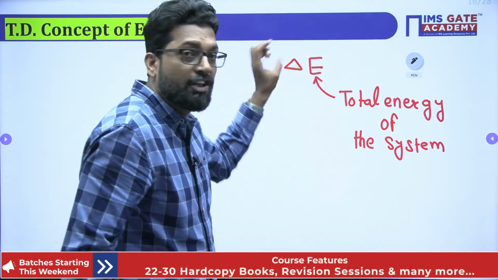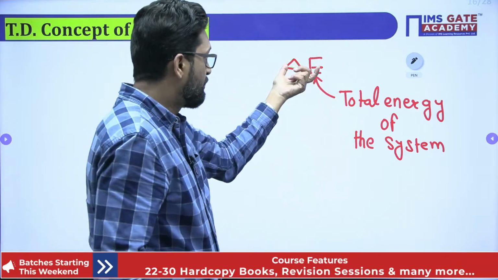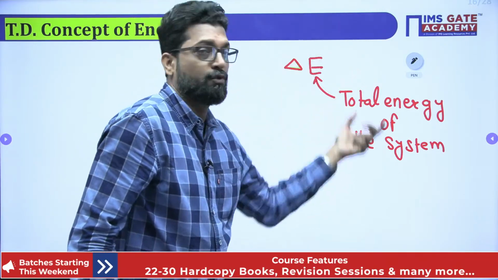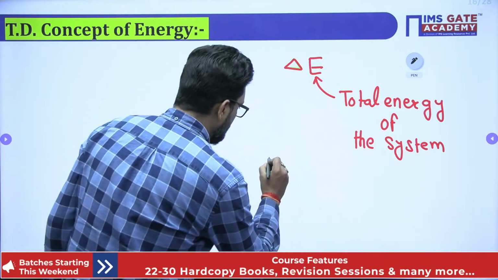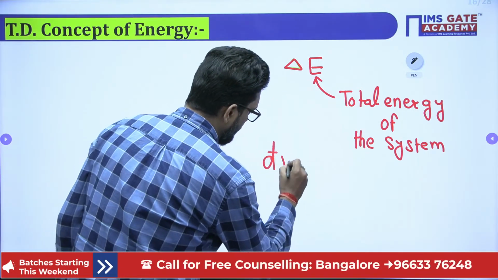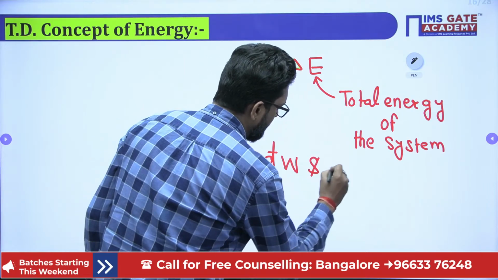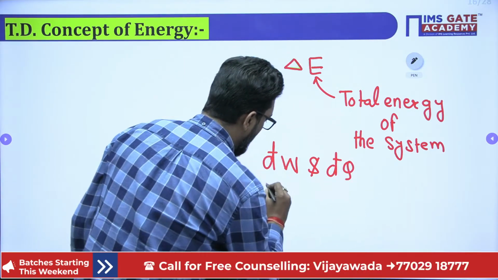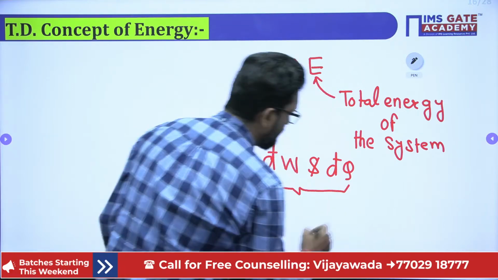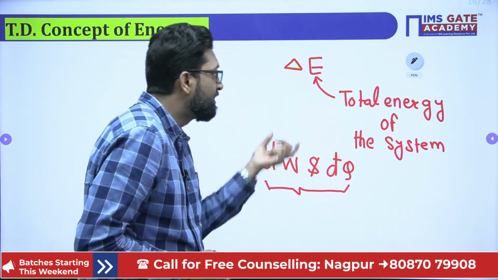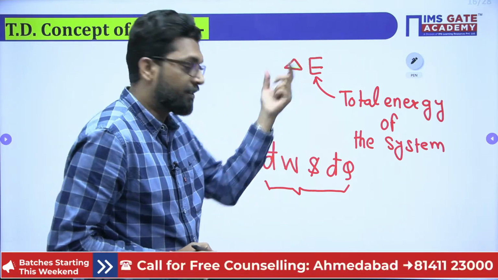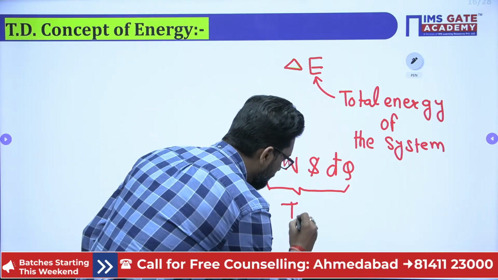And the change is due to the boundary. Who is responsible for changing this total energy? The change is the boundary phenomenon. That means the other is the change, either dW and dQ. So these are not stored within the system. This is the boundary phenomenon. So it is the transfer of energy. It is the change of energy. So this is a transfer of energy.